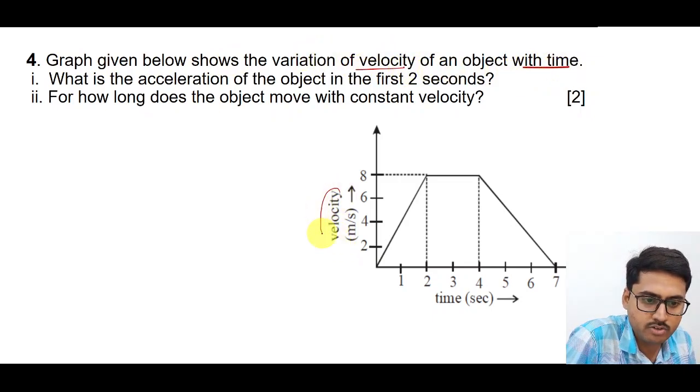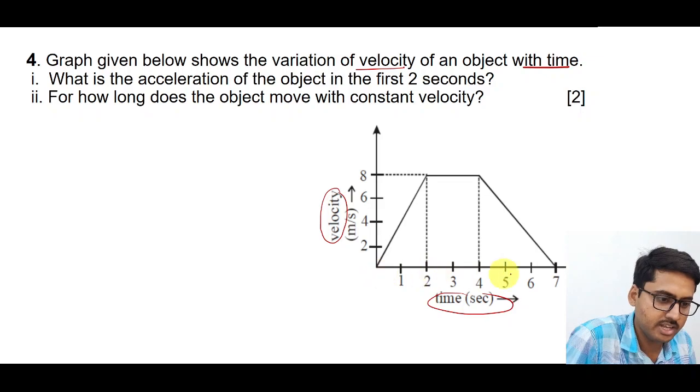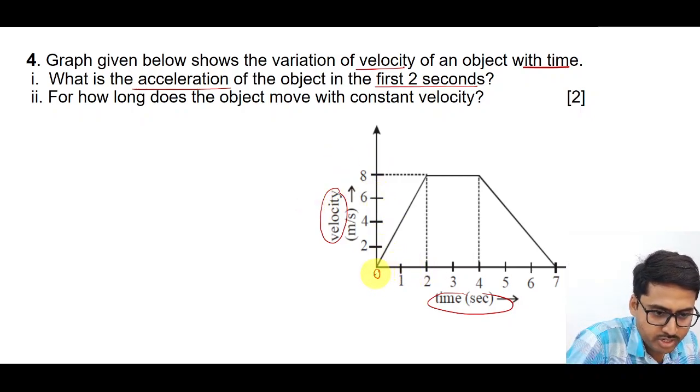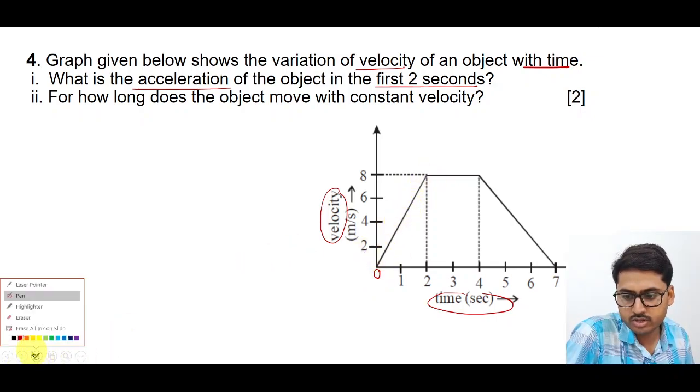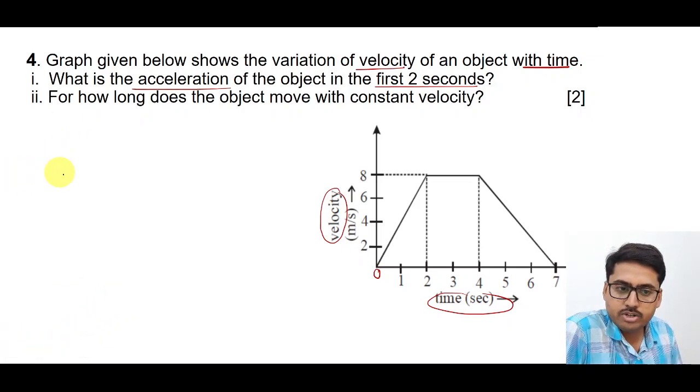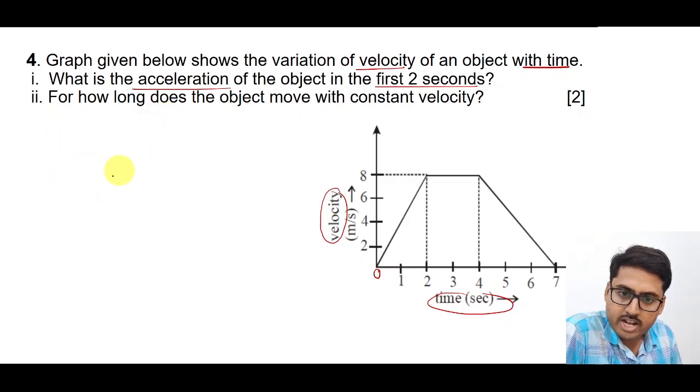So here we have got a velocity time graph, right? Velocity is taken in the y-axis, and in x it's time. What is the acceleration of the object in first 2 seconds? So in first 2 seconds, from 0 to 2, we are supposed to find the acceleration of the object. Well, again in this video I am not going to use any graphical method. We will be using the algebraic method, and we know the formula to find acceleration is a is equal to v minus u by t.